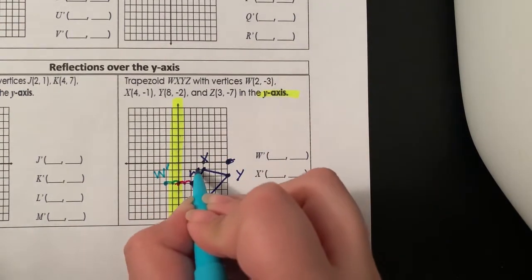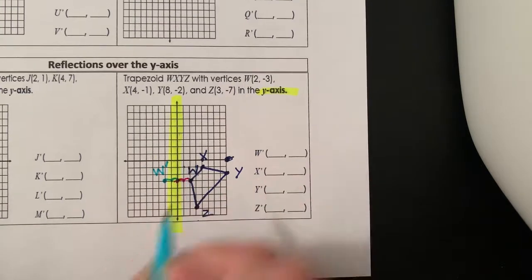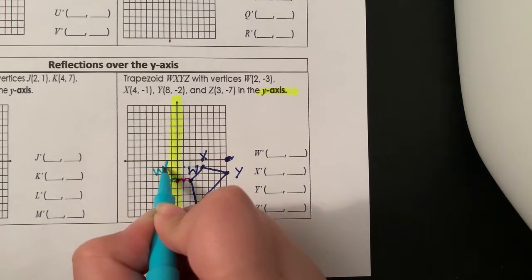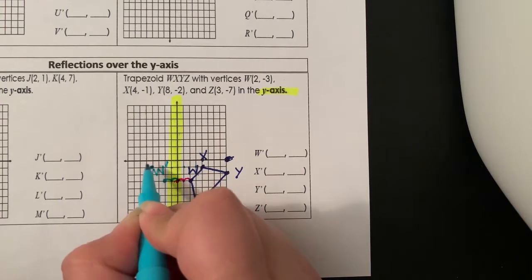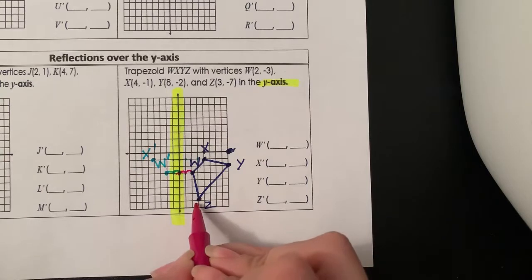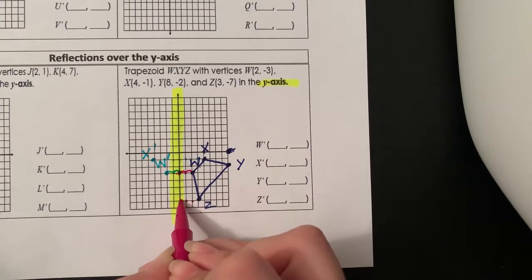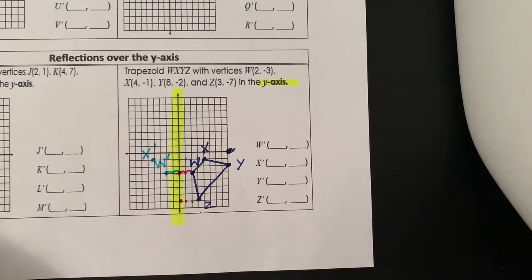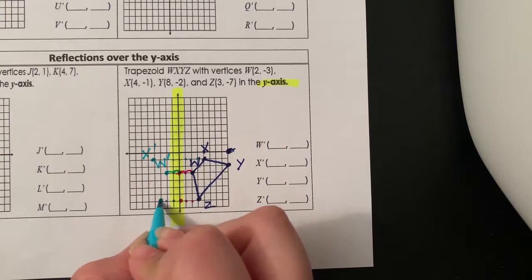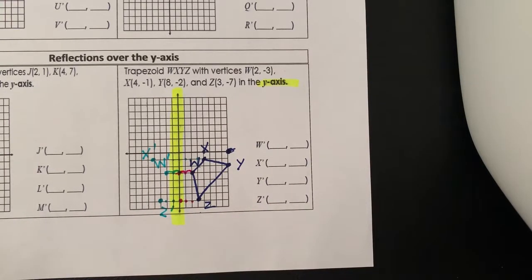X is 1, 2, 3, 4 away. So on the other side, it is going to be 4 away. 1, 2, 3, 4. This is now X prime. Z is 1, 2, 3 away. So on the other side, it is going to be 3 away. 1, 2, 3. That is now Z prime.